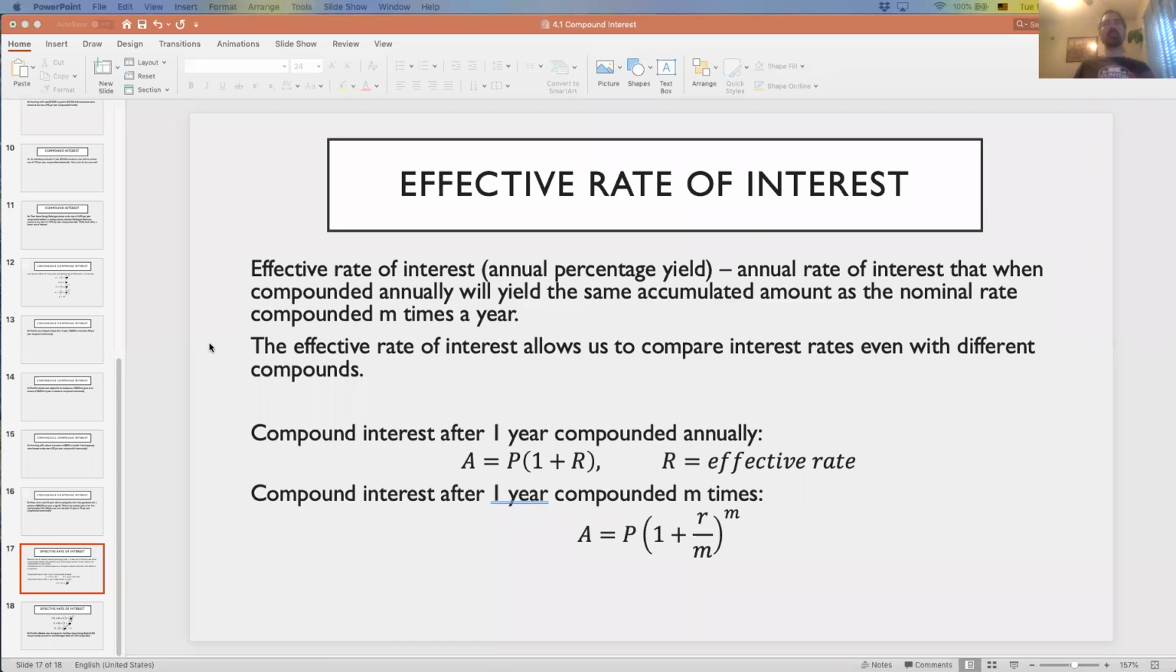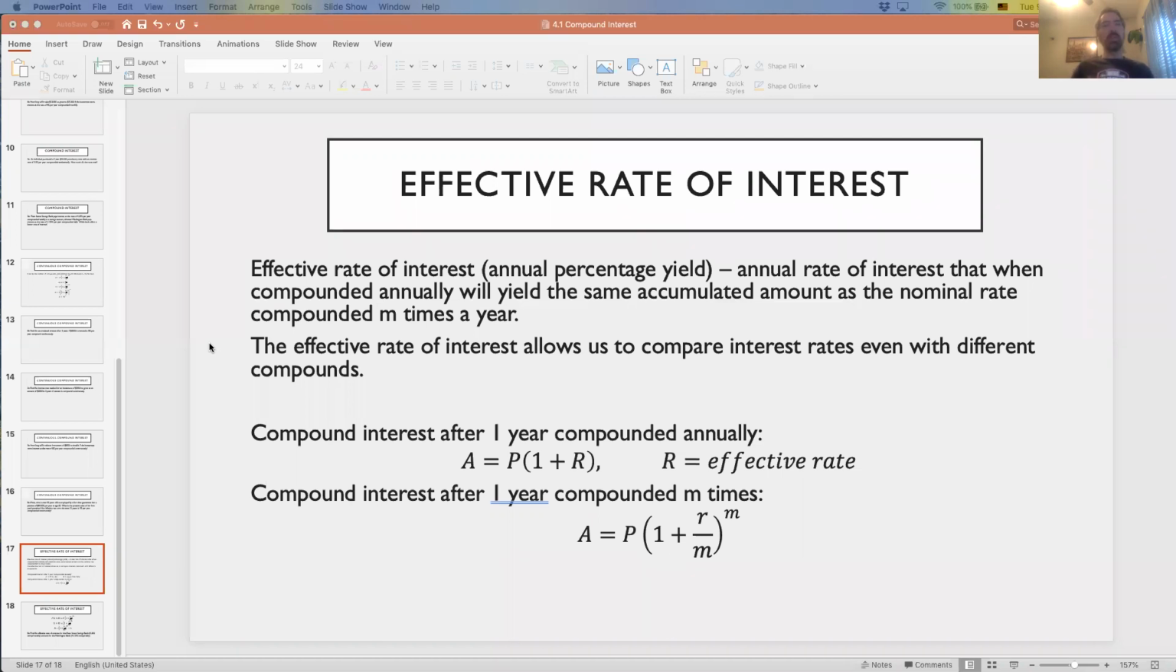The last topic in this section is on the effective rate of interest. This is also referred to as the annual percentage yield. The annual rate of interest that when compounded annually will yield the same accumulated amount as the nominal rate compounded m times a year. Okay, so this is when we're working with compound interest.